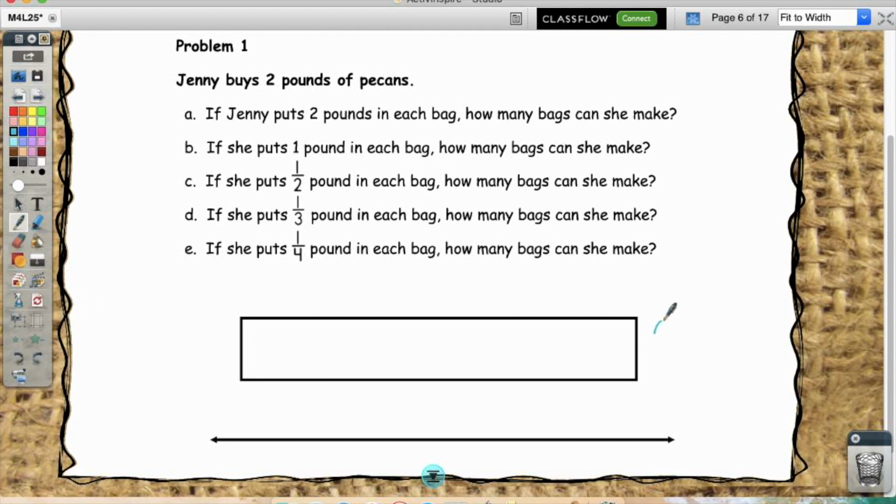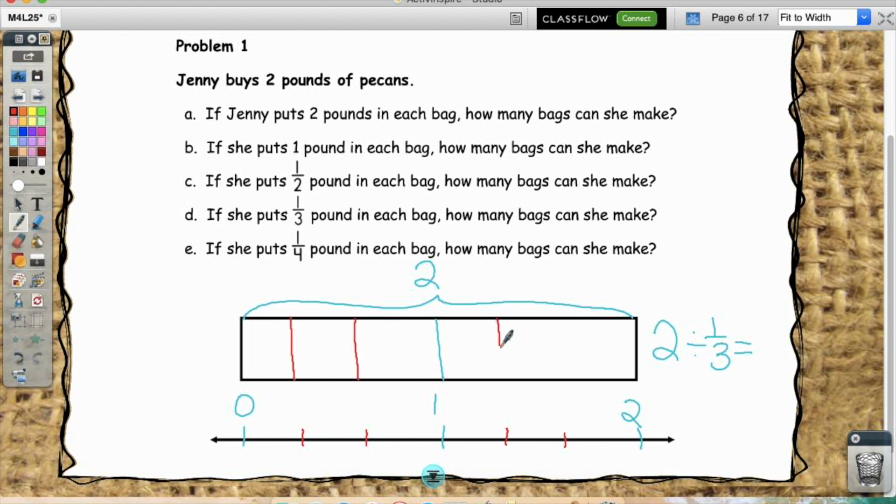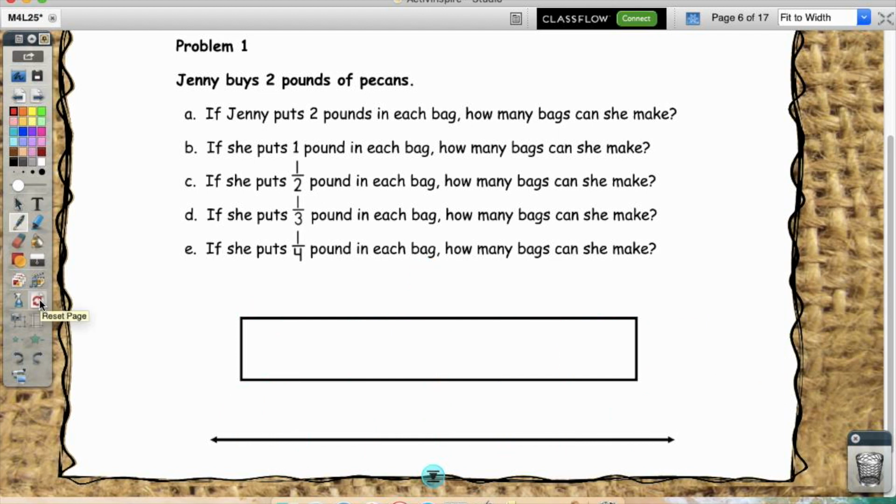What if she has 2 pounds of pecans and she puts a 1/3 pound in each bag? So she has 2 pounds. Okay. She's dividing each pound into what? 1/3. Thirds. Okay. So 1/3 is right. So if I divide this number line into thirds and go up and divide my tape diagram into thirds, how many bags will she have? 6. 1, 2, 3, 4, 5, 6. Okay? One more, then I'm going to show you how these kind of relate.